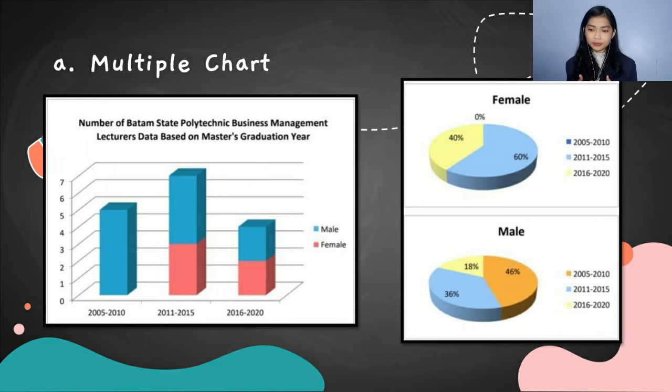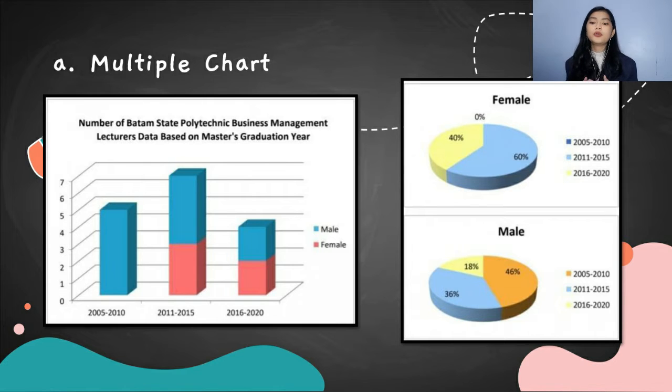In the column chart, it can be seen that the Batam State Polytechnic Business Management lecturers completed their master's degrees in 2006 until 2015. In this period, male lecturers had the most dominant number, namely 4 people, and the rest are female lecturers. Among all periods, 2016 until 2020 is the period when the fewest lecturers graduated. The number of lecturers who passed a master's degree in this period was 4 people. The ratio of male and female lecturers is the same, namely 2 men and 2 women. And from these three periods, there were no female lecturers who graduated with a master's degree in 2005 until 2010.